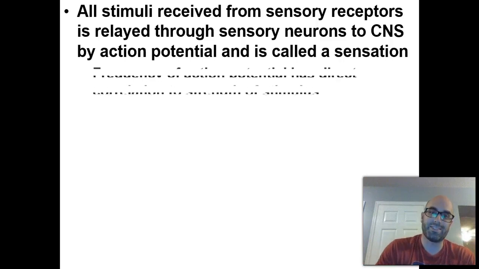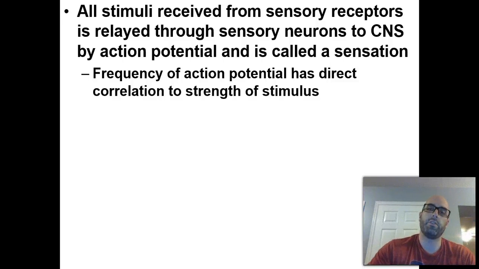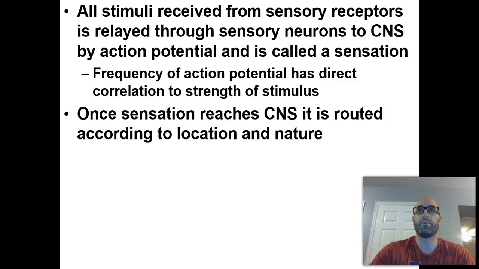Any stimuli received from the sensory neurons is relayed to the central nervous system by action potential, and that action potential is called a sensation. It travels down sensory neurons to the central nervous system for interpretation. How frequently action potentials reach the central nervous system is directly correlated with the strength of the stimulus. So an increased frequency of sensation results in an interpretation of a higher strength of the stimulus. For example, if it's just a mild pain, you don't have a very frequent reception of action potentials. But if it's a tremendous pain, you will have lots and lots of action potentials being relayed to the central nervous system.